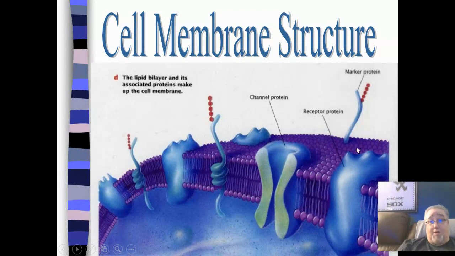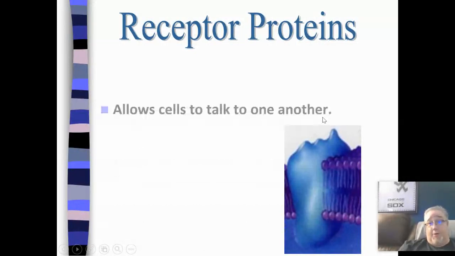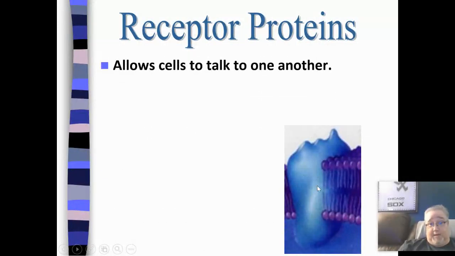We also have something called a receptor protein, and the other one is called a marker protein. So I want us to know what each one of these three things does. Let's first talk about the receptor. So here's the receptor protein. Notice how it's embedded within those phospholipids.